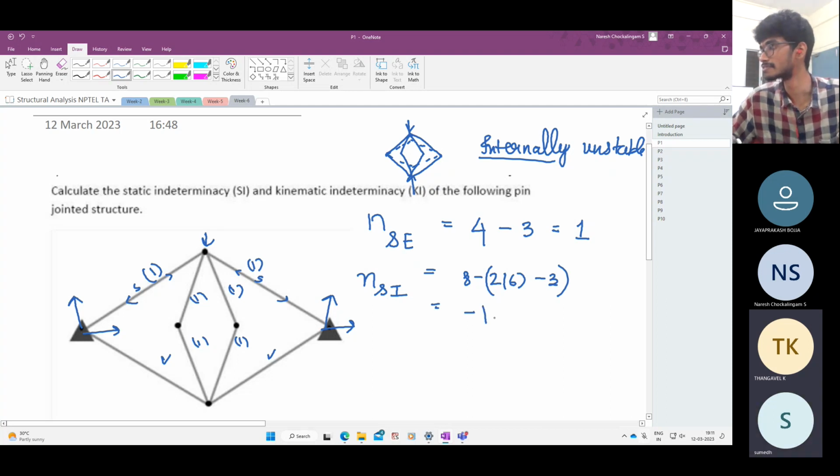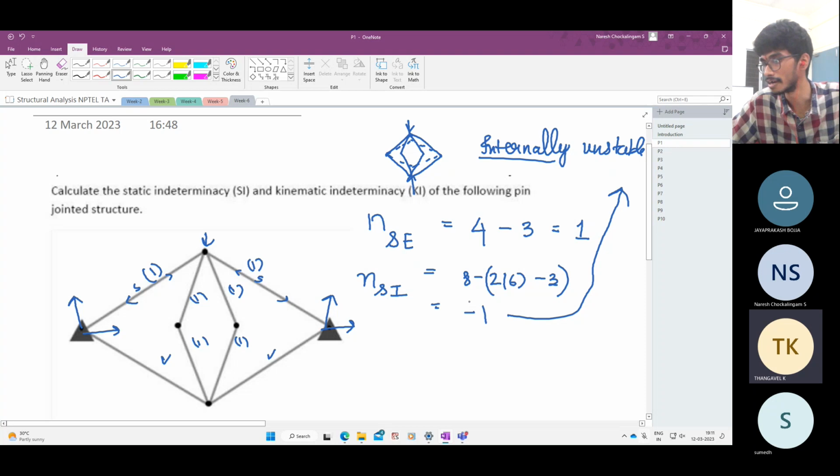So this shows that it is actually internally unstable. We have more equations than the number of unknowns. That is what it means. But together, the total degree of static indeterminacy is 1 plus minus 1, which is 0. So it is a stable, statically determinate structure.